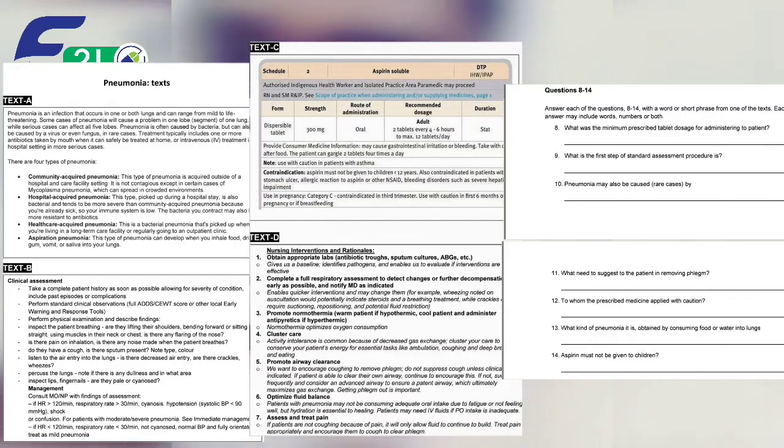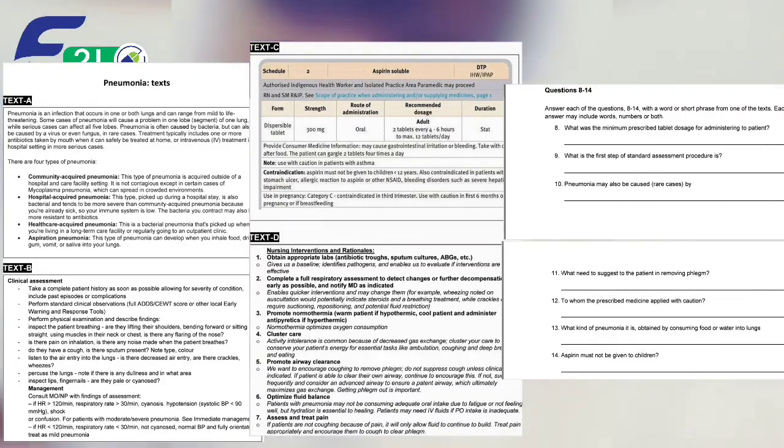What was the minimum prescribed tablet dose for administering to the patient? If you understood the question well, then just go through those paragraphs. 9th one. What is the first step of the standard assessment procedure? Where did we read about standard assessment?